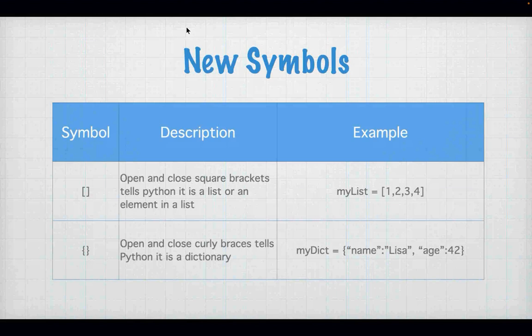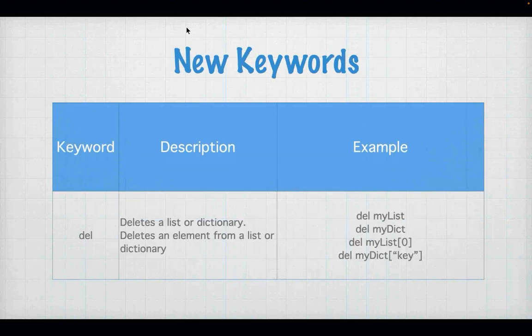Then there are curly braces, and the curly braces do kind of the same thing for dictionaries. And I say kind of, and it's a little bit confusing to students, but when you create a dictionary, you use curly braces. When you access an element in a dictionary, you actually use the square braces and use the key as the value inside the square braces. So it's not a one-for-one swap, but creating a dictionary, you do it with curly braces, and that's how Python knows that you're expecting a dictionary and not a list.